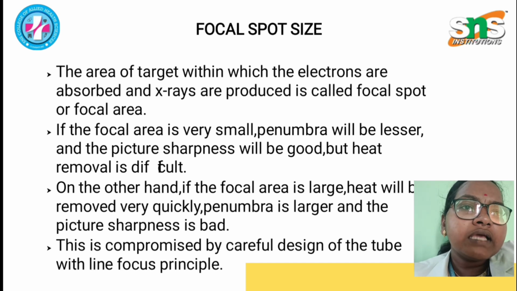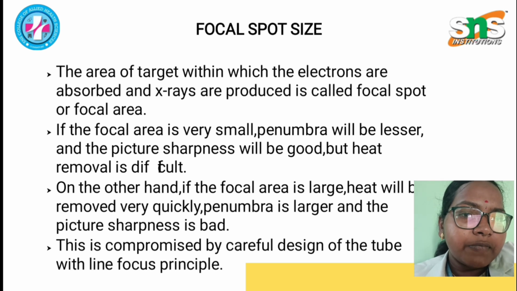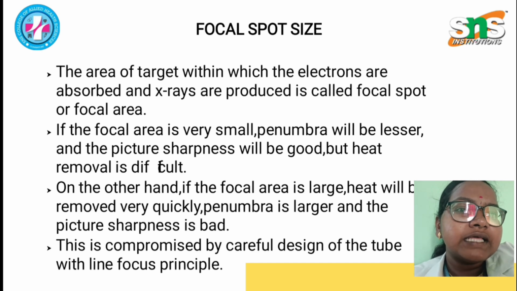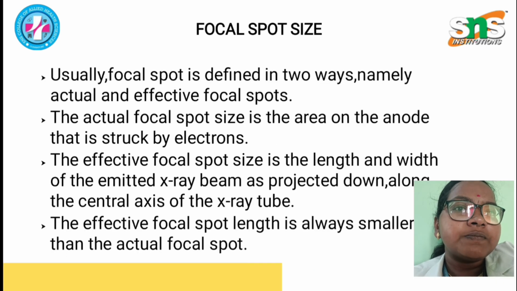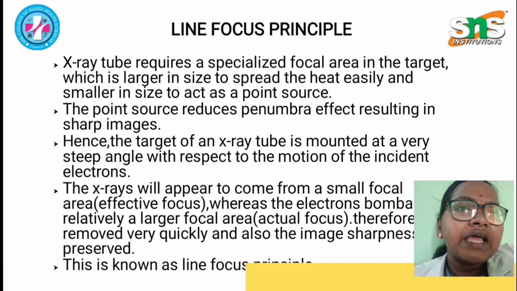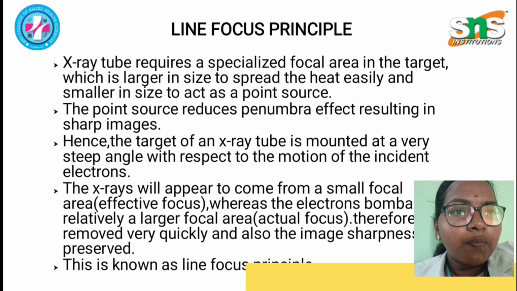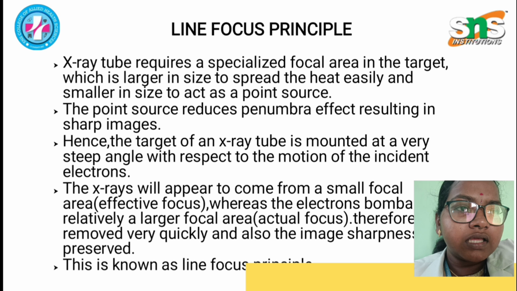If the focal area is very small, the penumbra will be less and the picture sharpness will be good, but heat removal is difficult. On the other hand, if the focal spot is large, heat removal happens very quickly, but the penumbra will be large and the picture sharpness is bad. So we have to compromise, and we design the X-ray tube with the help of the line focus principle. The X-ray tube requires a specialized focal area in the target, which is larger in size to spread the heat easily and smaller in size to act as a point source. The point source reduces the penumbra effect, resulting in a sharp image.